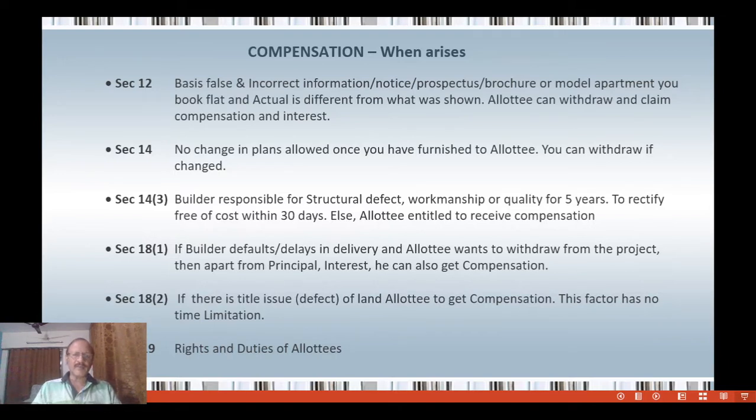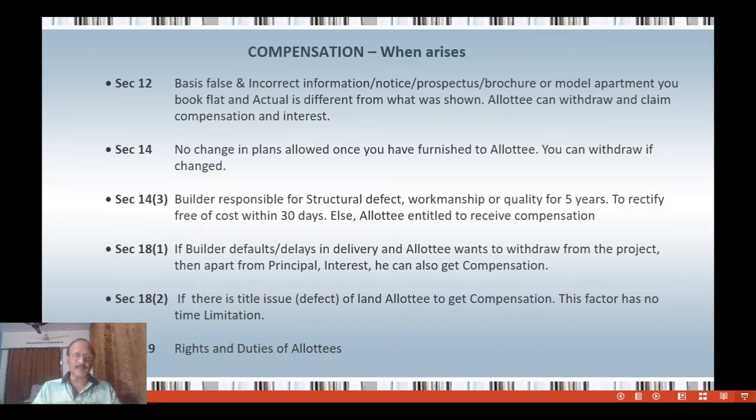Where any person makes an advance or a deposit, on what basis? Basis the information contained in the notice, advertisement or prospectus, in whatever form of advertisement, or on the basis of a model apartment or a sample flat, plot or building, and sustains any loss or damage by reason of any incorrect, false statement included, then, basis that, you book an apartment, you give an advance and you sustain a loss. He shall be compensated by the promoter in the manner as provided. You have to be compensated.